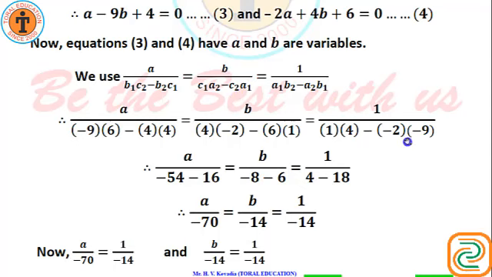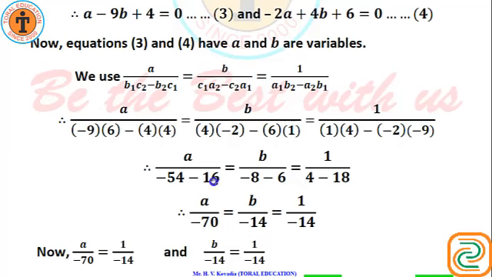This must be correct. If you make mistakes here, you will get a wrong answer. Here 9 6s are 54, but minus 9 is here, so minus 54, minus 4 4s are 16. 4 into minus 2, that is minus 8, minus 6 into 1, that is minus 6, 1 into 4, that is 4, and minus minus, 9 2s are 18, that is minus 18.